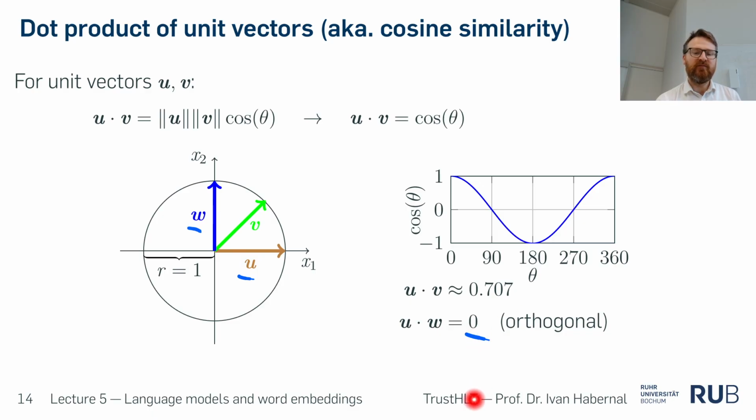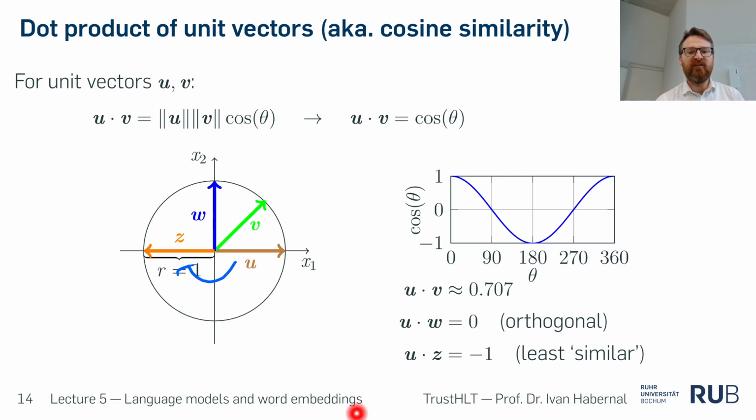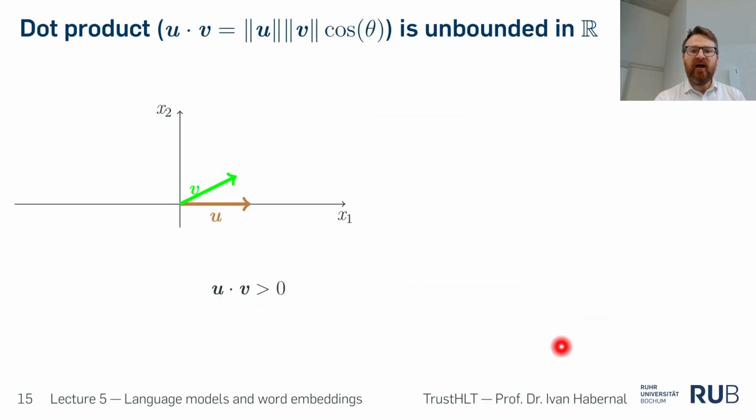And of course, if these are orthogonal, like W and U, we get 0. So they are pointing in completely independent directions. All right, and the least similar is if it goes the other way around. So if it goes completely 180 degrees, you get a cosine of -1.